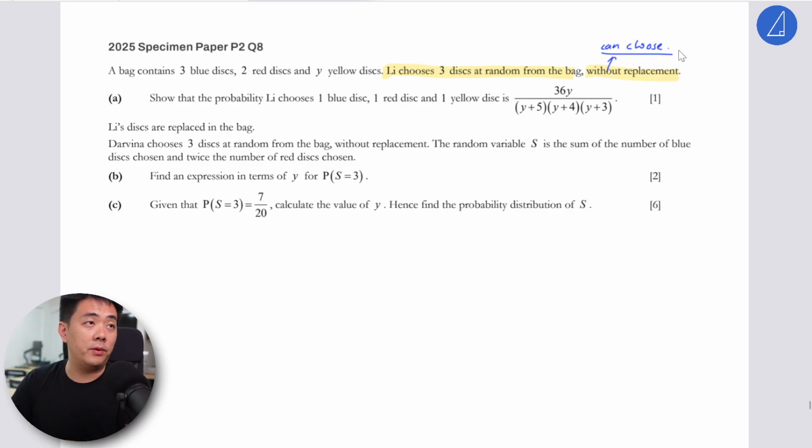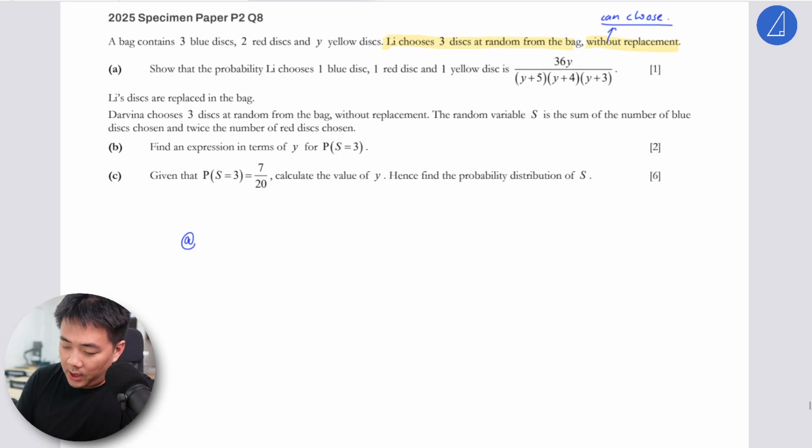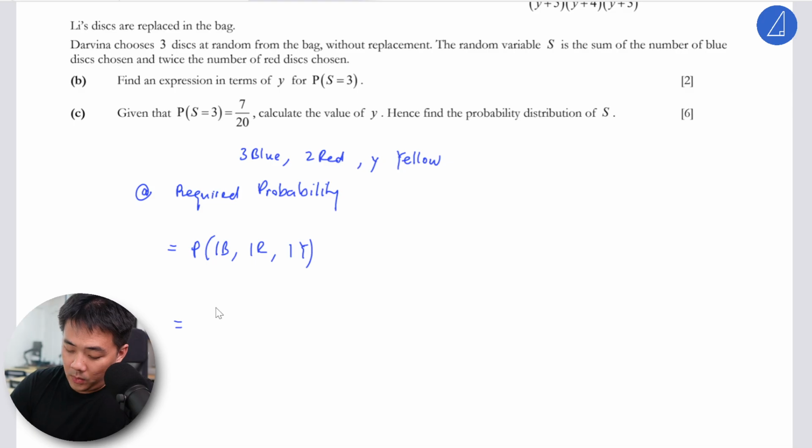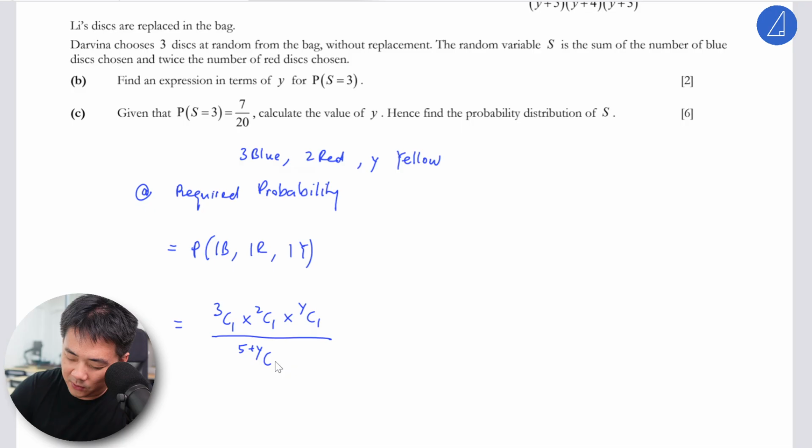Okay, so show that the probability that Lee chooses 1 blue, 1 red, 1 yellow is this probability here. If you want to use the classical method as opposed to the choosing method, there are 2 ways. You can either do 3 choose 1 times 2 choose 1 times y choose 1. Then the total is 5 plus y choose 3.